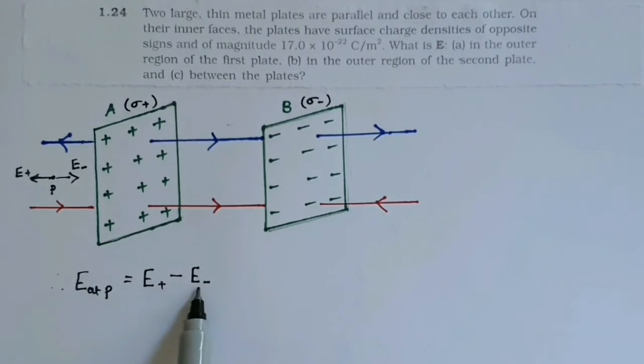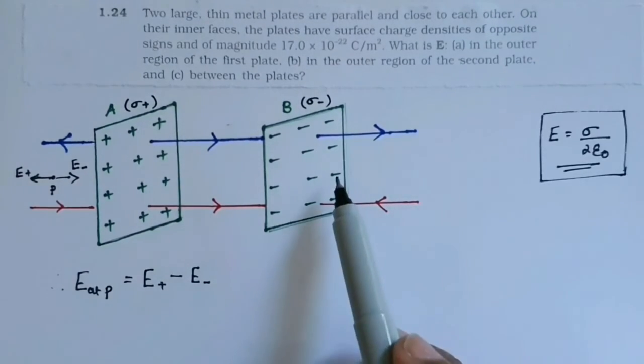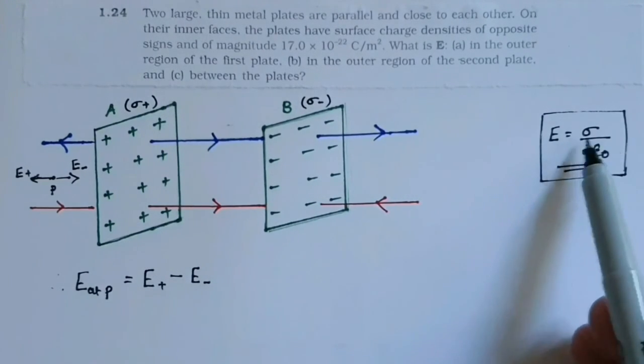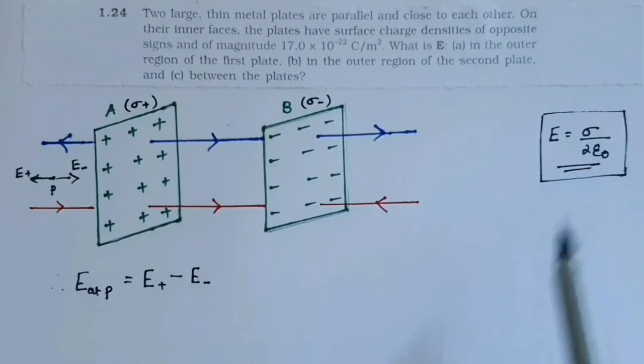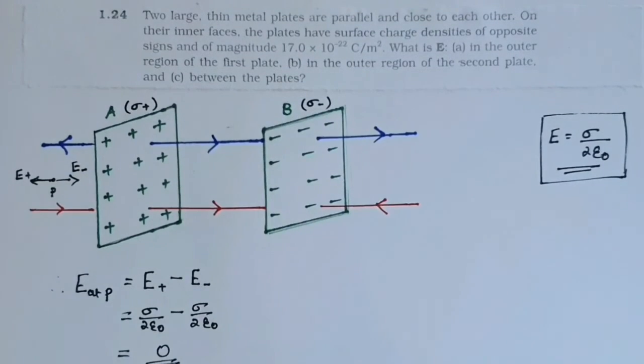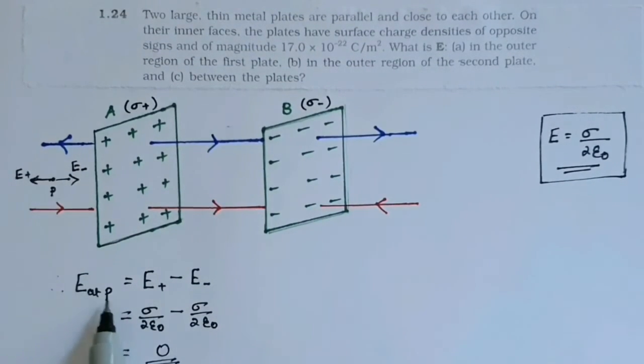Now, what is E plus and E minus? We know that for a thin plane sheet, electric field is given by E is equal to sigma by 2 epsilon 0. So this is equal to E plus, that is sigma by 2 epsilon 0, minus E minus, that is sigma by 2 epsilon 0. Therefore, the net electric field at P is equal to 0.